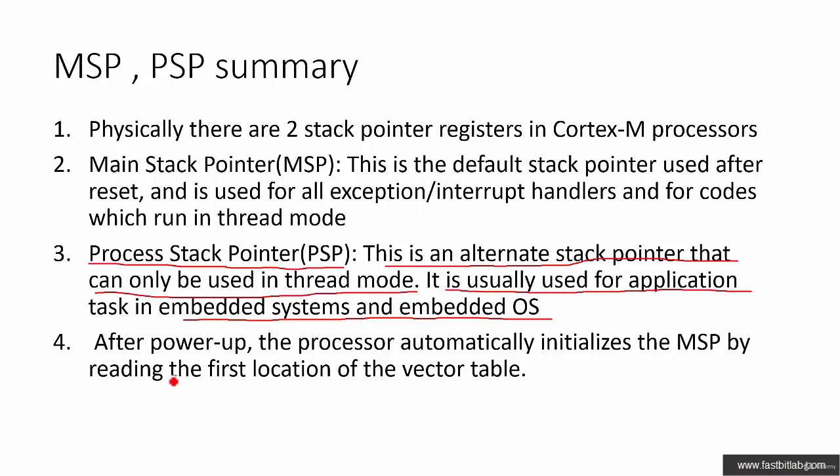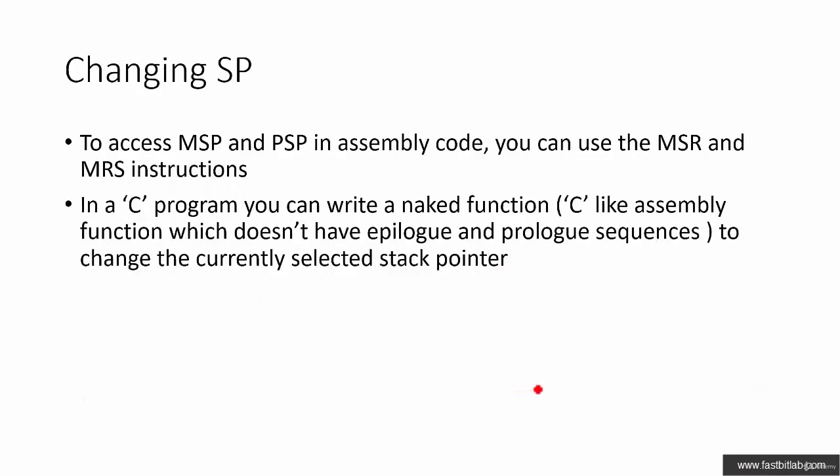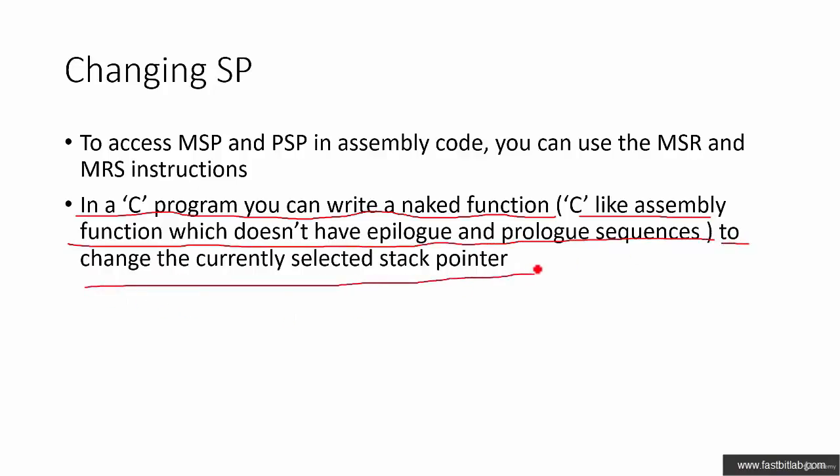Remember that after power up, the processor automatically initializes the MSP by reading the first location of the vector table. And for changing SP to access MSP and PSP in assembly code, you can use the MSR and MRS instructions. Never write a pure C program to change the value of PSP and MSP and to make a switch. You have to use naked functions, remember. In a C program, you can write a naked function, a C-like assembly function which doesn't have epilogue and prologue sequences, to change the currently selected stack pointer.